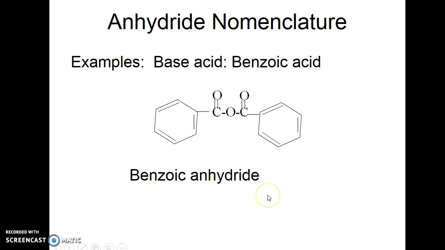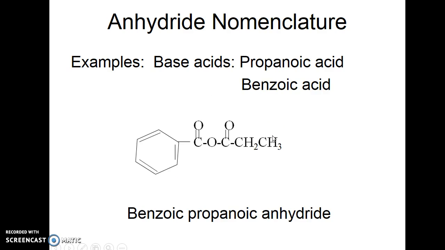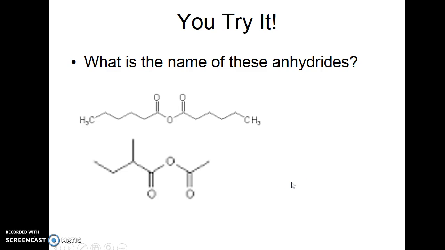Let's look at some examples. This is the anhydride made from benzoic acid. You can see that if you cleave this in half, you could put an OH here and an H there, and then you'd have two benzoic acids. So what do we call this? We take off the acid and add anhydride, and we call it benzoic anhydride. Here's an asymmetrical anhydride. This was propanoic acid. This is benzoic acid. So to name it, we say benzoic propanoic anhydride. We put them in alphabetical order. So go ahead and name these anhydrides.